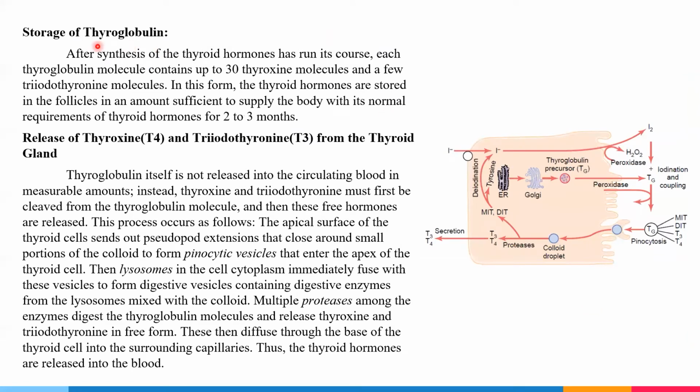Next, we look into storage of thyroglobulin. After synthesis of the thyroid hormone has run its course, each thyroglobulin molecule contains up to 30 thyroxine molecules and a few triiodothyronine molecules. In this form, the thyroid hormones are stored in the follicles in an amount sufficient to supply the body with its normal requirements of thyroid hormones for 2 to 3 months.